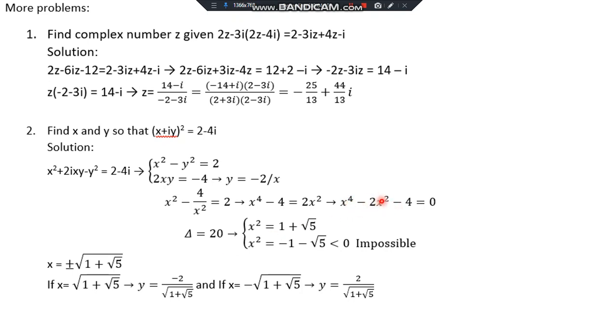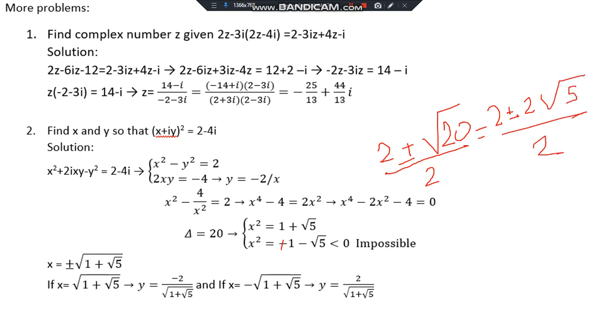So we have two roots. It's x squared equal to minus b, which is 2, plus or minus radical 20, over 2a, which is 2. So this is 2 plus or minus 2 radical 5, over 2. So you have two roots: 1 plus radical 5 or 1 minus radical 5.